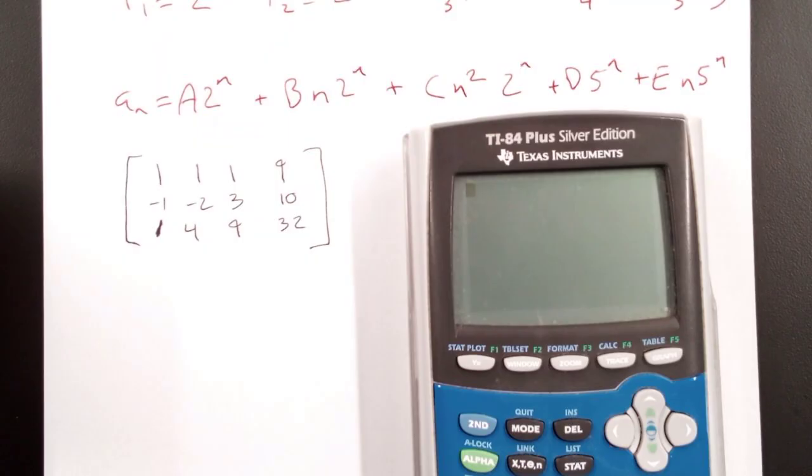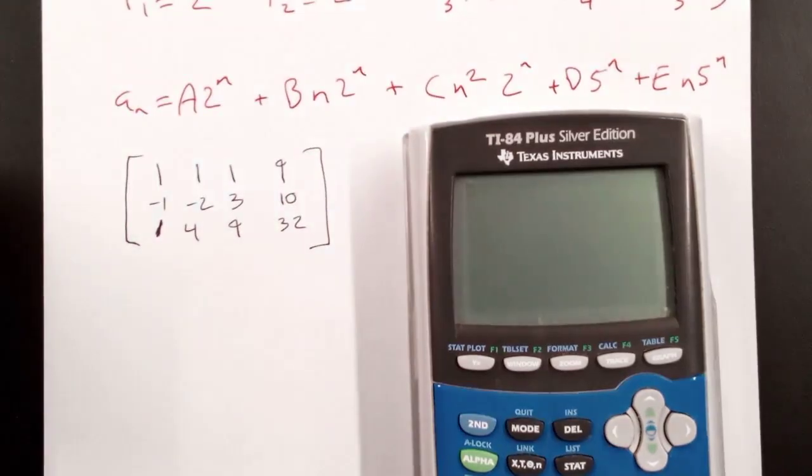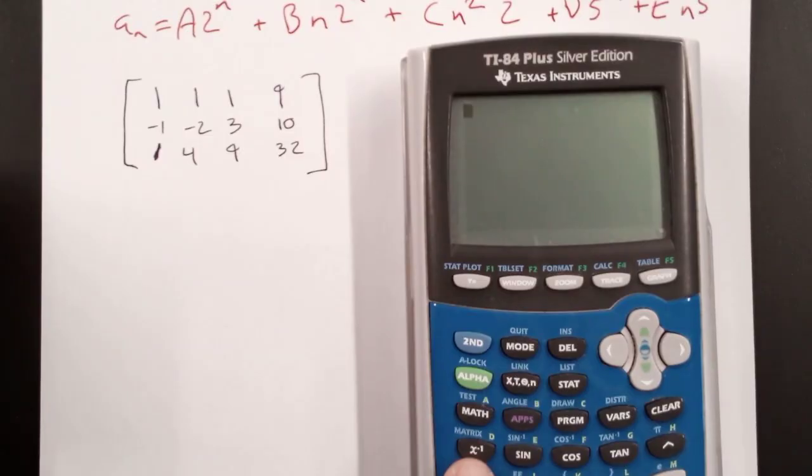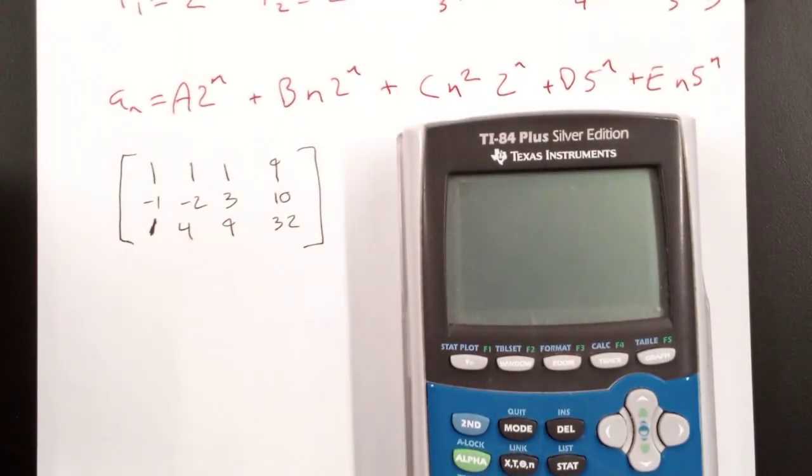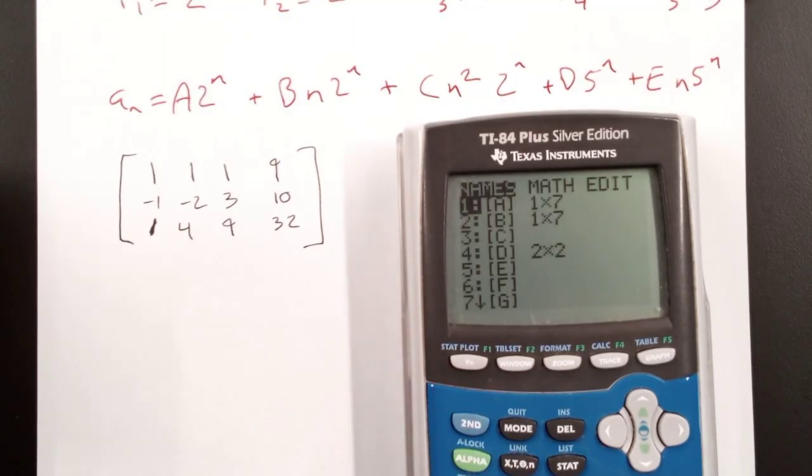Please notice what is written above the X inverse button on your calculator. What's it say above the X inverse button on your calculator? Hit the second, and then that. This is where I put matrices. You can see the little square brackets like we wrote for our array of numbers.